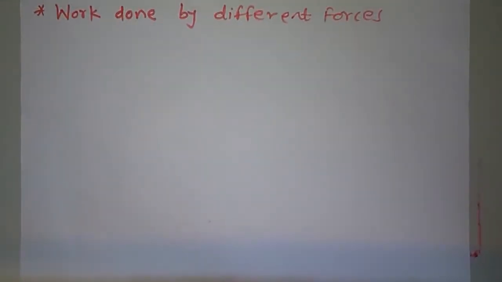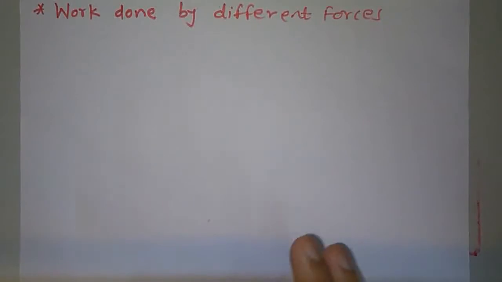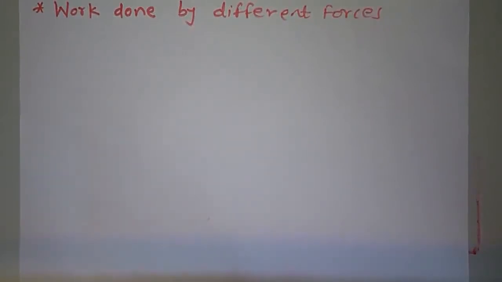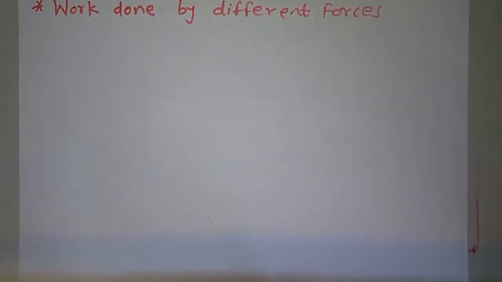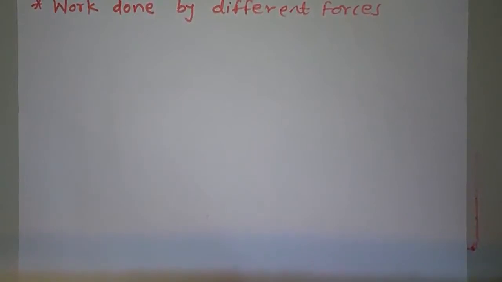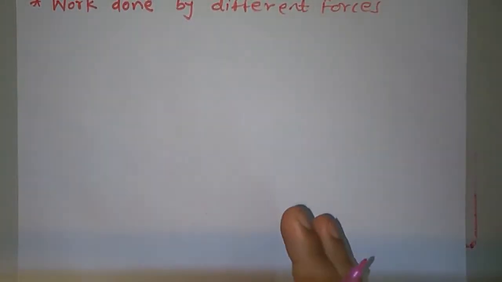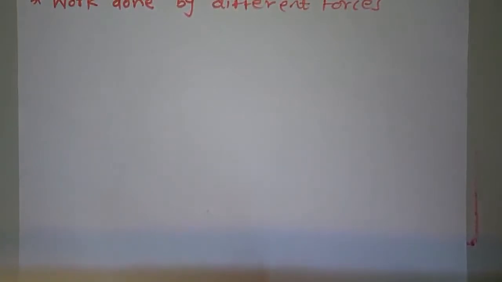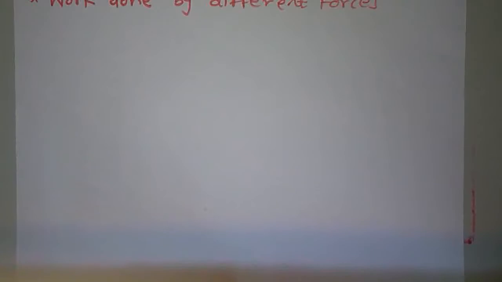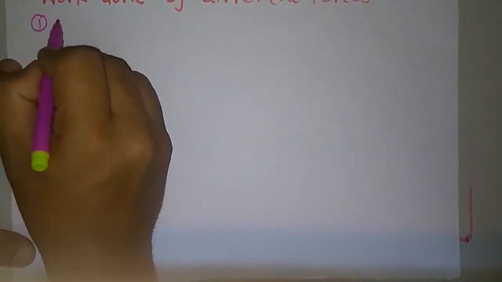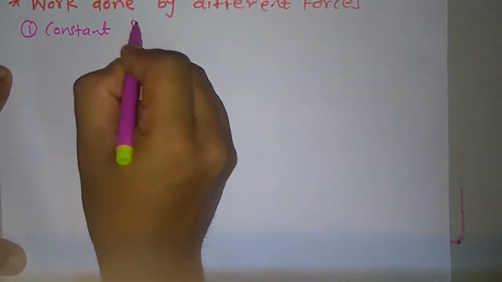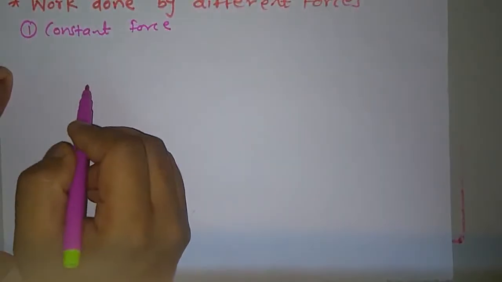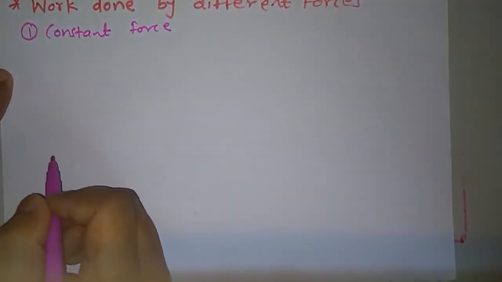Now the next topic is work done by different forces. There are different forces like constant force, variable force, frictional force, gravity force and spring force. Due to these different types of forces, there are different types of work done. So we will see in this topic what are the different types of forces. The first is constant force. We'll understand what is the work done by the constant force.